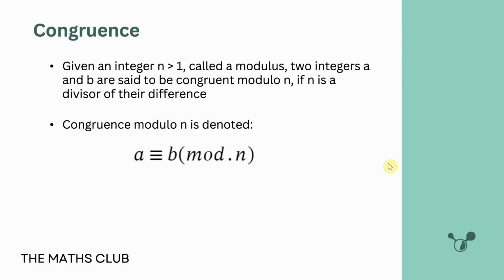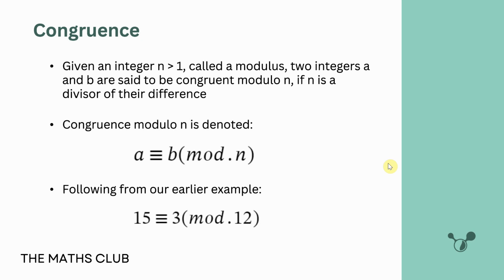If you read it again, you'll see it. From our earlier example, we could say that 15 is congruent to 3 mod 12. That is basically it about congruence. Once you can find the remainder, just put it in this format in terms of congruence. So 15 is congruent to 3 mod 12, and that's it.